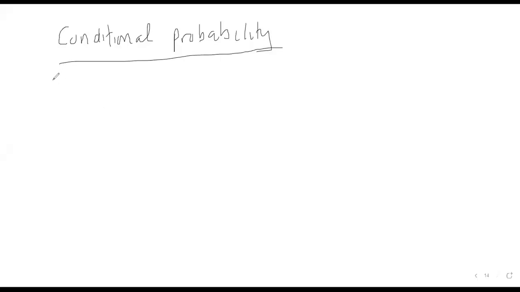Conditional probability is one very key topic that requires a bit of pragmatic thinking. There are only two laws here that you need to know. Theorem one is a pattern: the probability of A given B is equal to the probability of A intersection B over the probability of B.